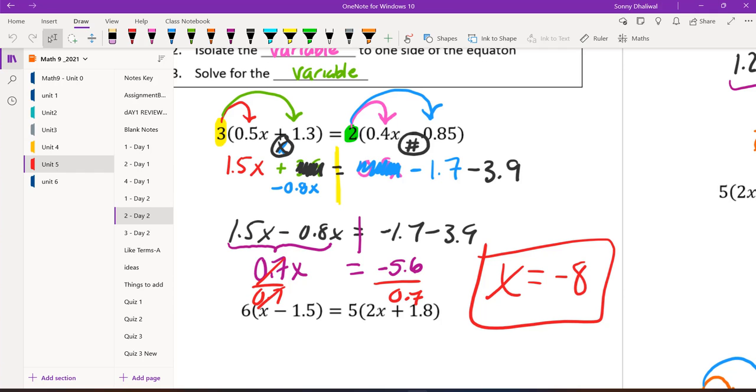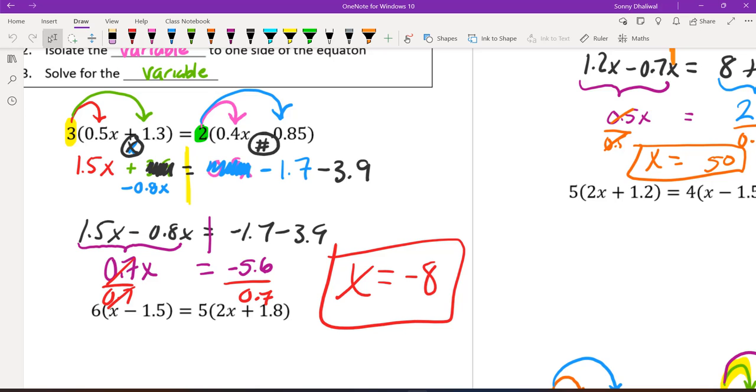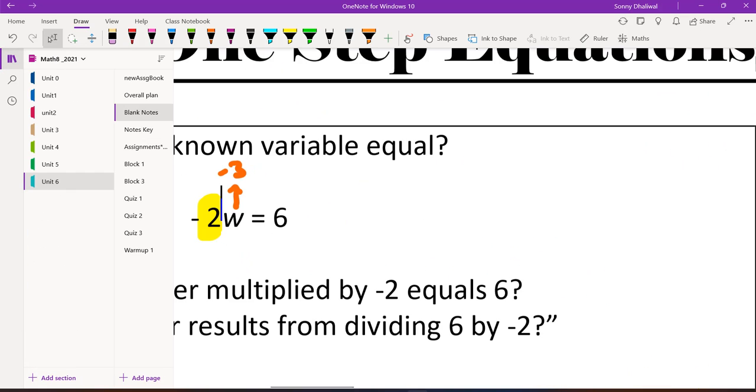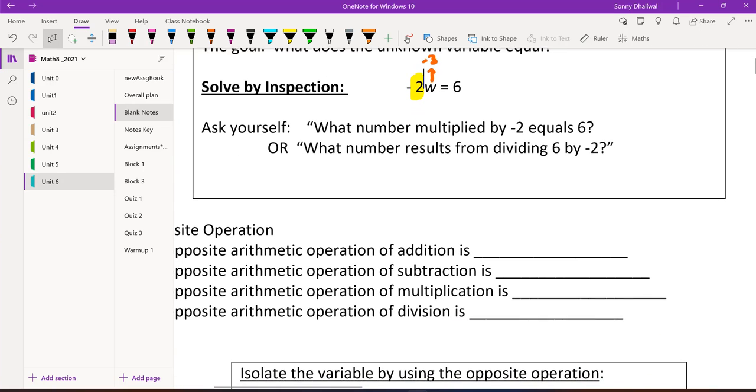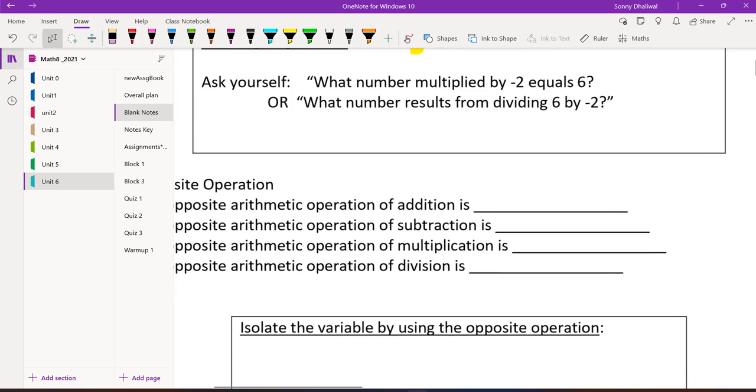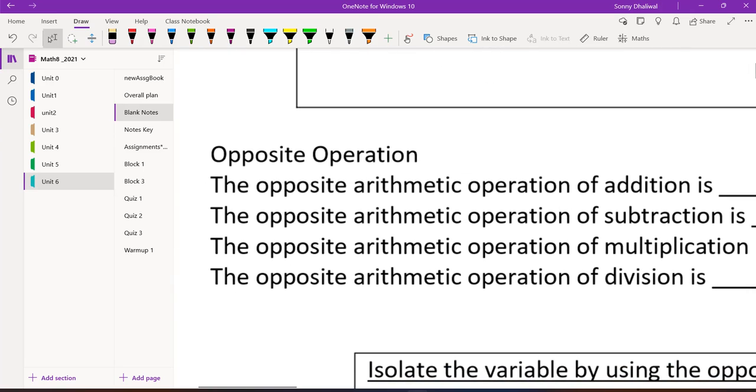So I'm going to step away from that and just focus on, yes, use the inspection method to check your answers, but go through the actual steps to come up with the answers. So how do we solve equations?